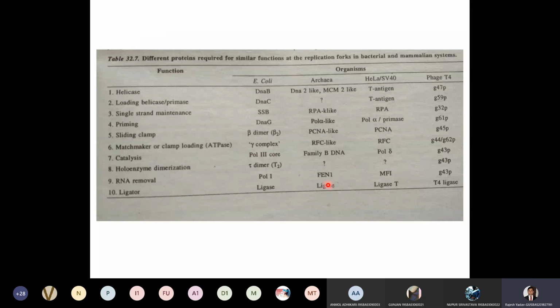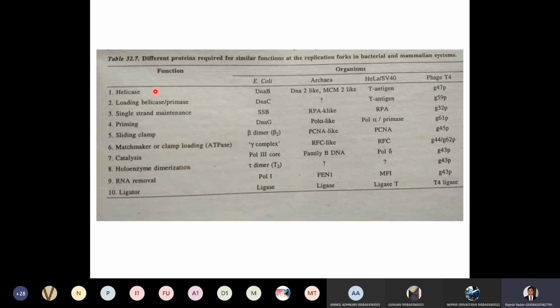So this is just a comparison in this slide. I am just telling you a comparison of the different types of organisms. Although you do not have to learn this, it is just for knowledge, or if you want to learn, then it will be okay. Or if you don't want to learn, then it is also okay, no problem.